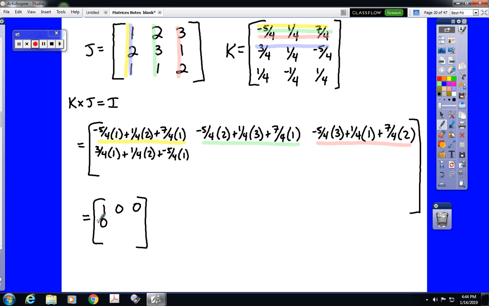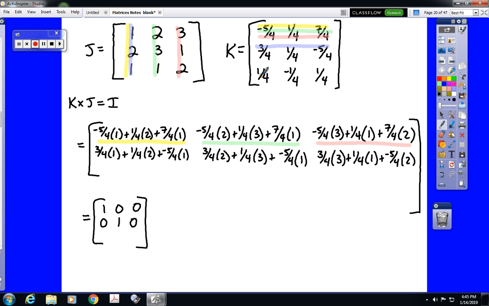So onward we push. Row 2 times column 2 is 3/4 times 2 plus 1/4 times 3 plus negative 5/4 times 1. That's 6/4 plus 3/4 is 9/4 minus 5/4 is 4/4. That equals 1, which it should. And we go to the final set. 3/4 times 3 plus 1/4 times 1 plus negative 5/4 times 2. 9/4 plus 1 is 10/4 minus 10/4 would be 0.